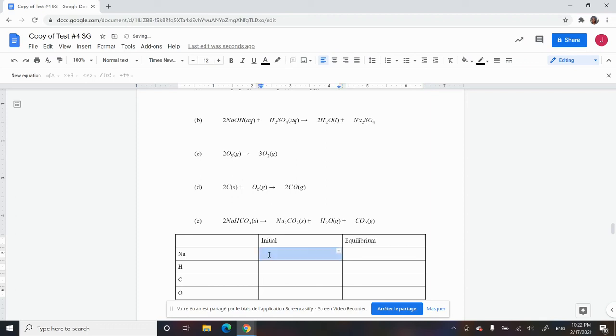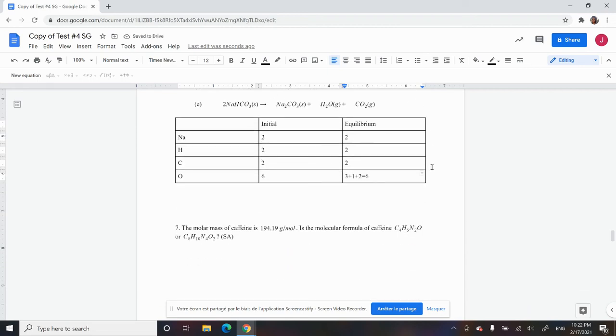I've got 2 sodiums in my reactants, 2 in my products. Got 2 hydrogens in my reactants, 2 in my products. I've got 2 carbons in my reactants, 1 from here, 1 from here, 2 carbons in my products. 2 times 3, 6 in my reactants, 3 plus 1 plus 2, 6 oxygens in my products. So this is balanced.